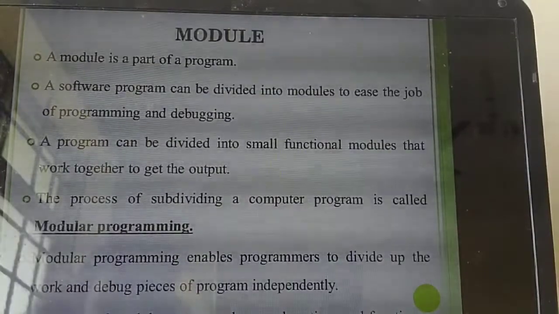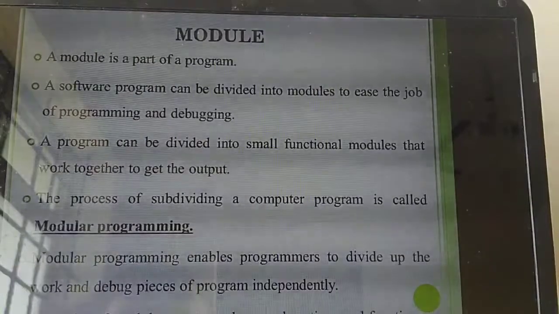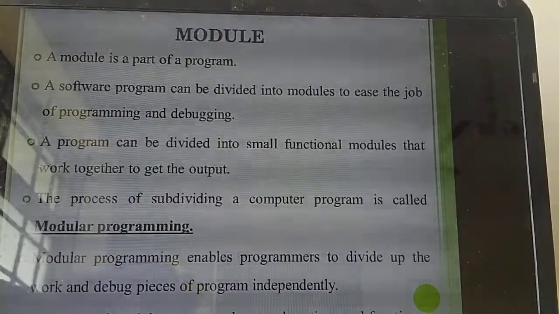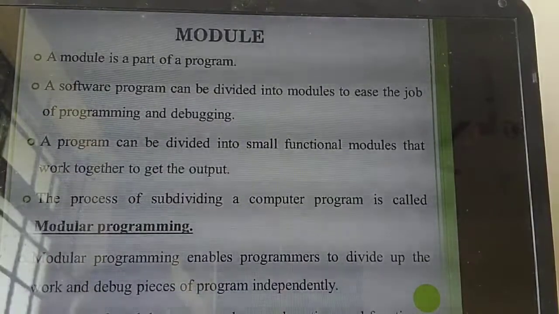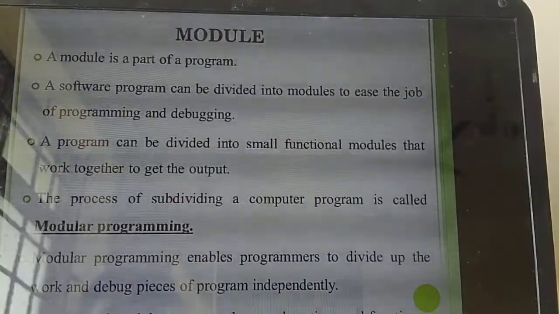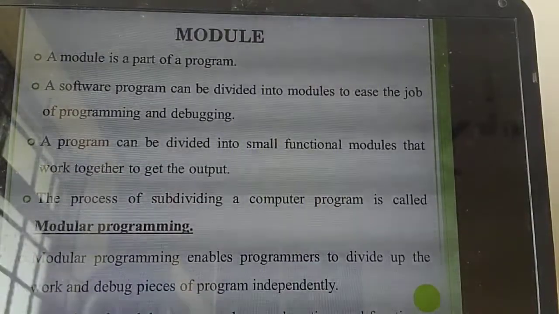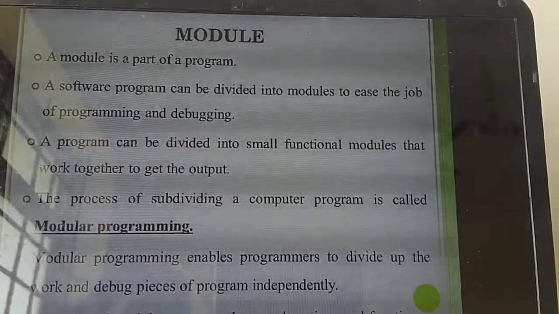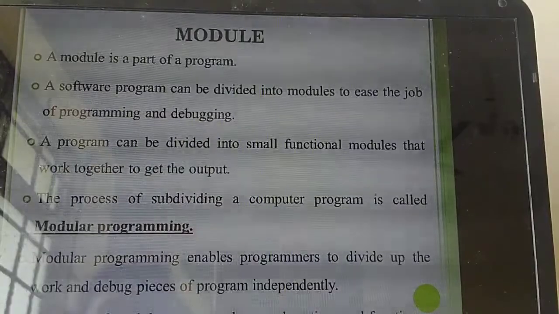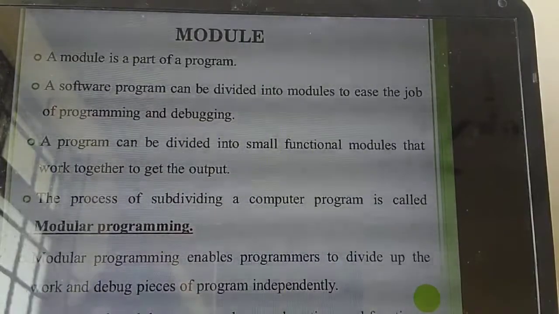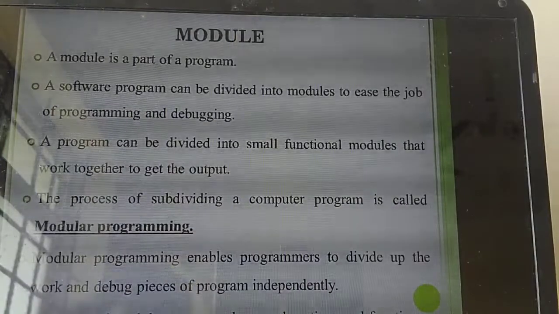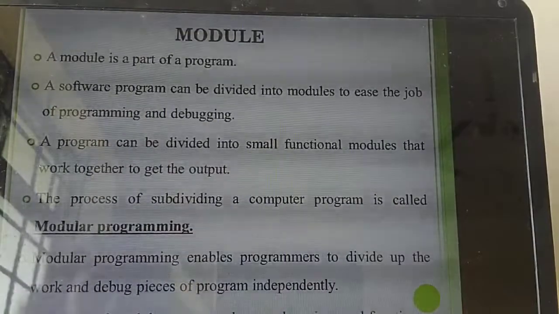Procedures, subroutines and functions. What are the examples of modules? Procedures, subroutines and functions. So once again I am explaining. Sometimes they will ask a 2 mark question: what is a module? A module is a part of a program. A large software program is divided into small sub-modules. So dividing a computer program is called which programming? Modular programming. So each of these modules makes our work easier, and each module is our program and works independently. Examples: procedures, subroutines and functions.